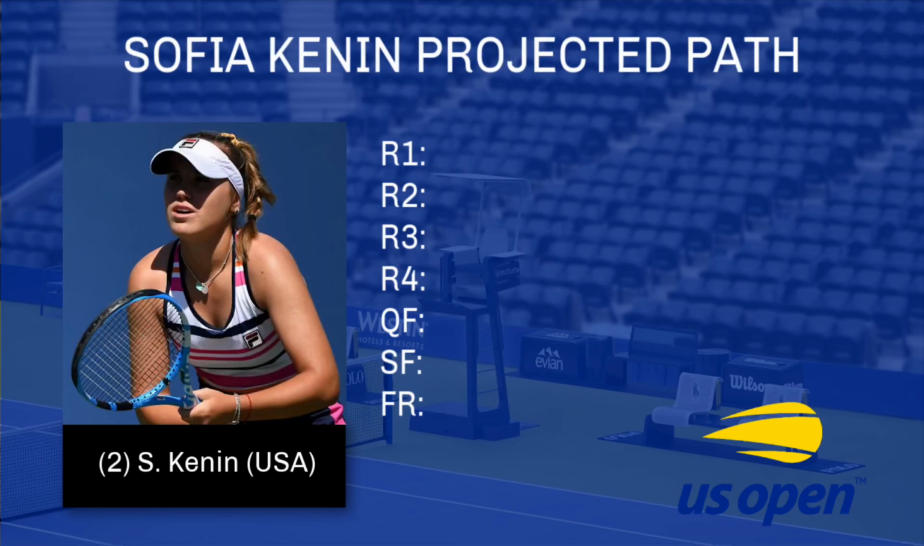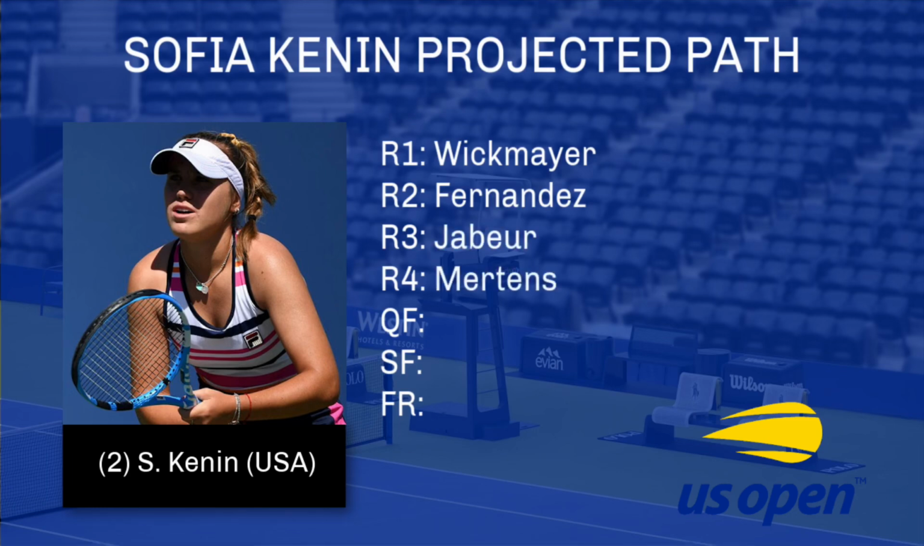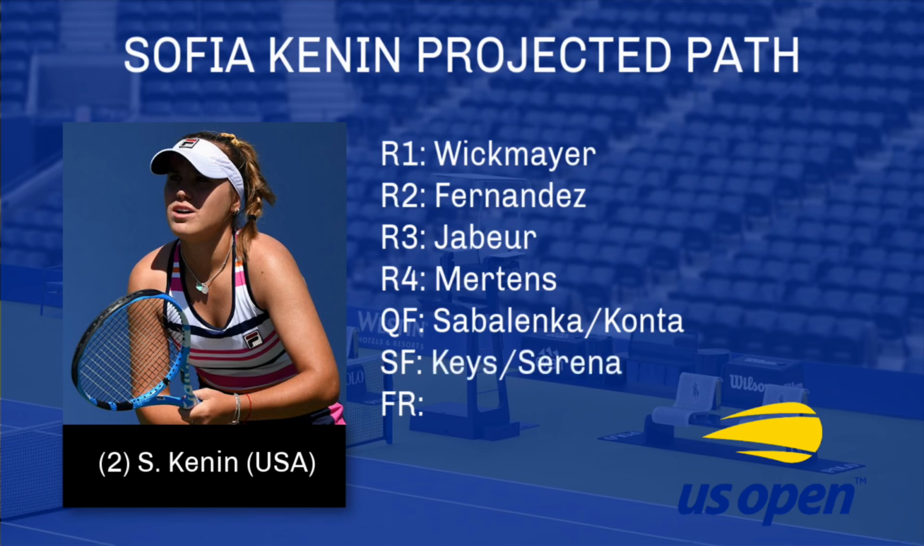Highest ranked American Sofia Kenin opens against Jana Rickmeyer, then afterwards probably Leylah Fernandez. Ons Jabeur is her projected third round opponent, and in the fourth it's Elise Mertens. The quarterfinals has her playing Sabalenka or Konta. In the semifinals, Kenin could play either Madison Keys or Serena, and in the finals, Karolina Pliskova or Osaka.